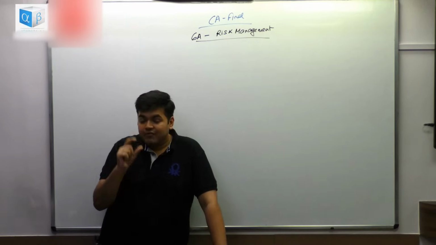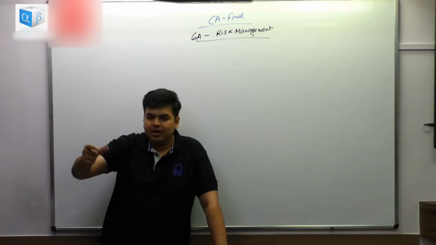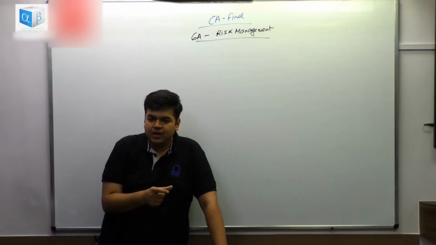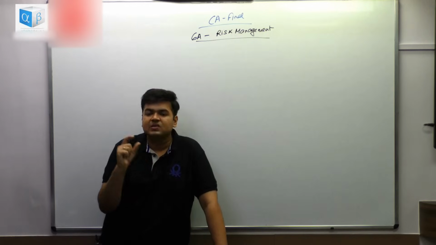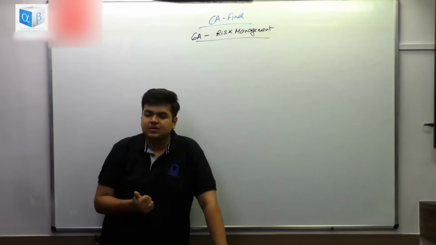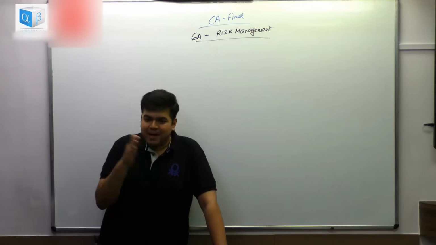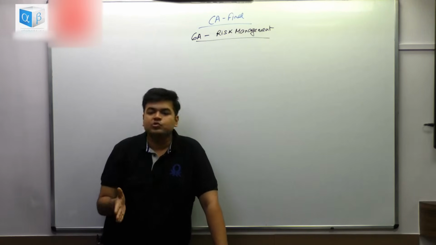So risk, if I know something is going to happen, I can easily manage that part. It is the uncertainty that is risk. It is not losses. Risk does not mean losses. It means uncertainty. So risk management is basically managing those risks.